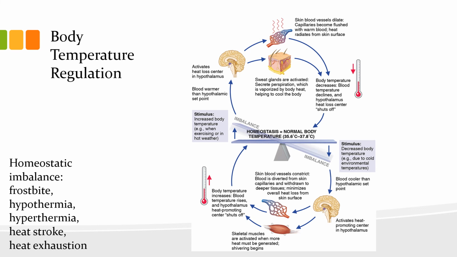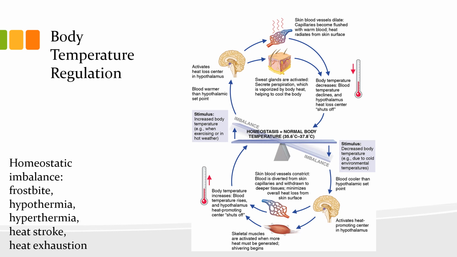And the opposite way down, decreased body temperature due to cold environmental temperatures, body cooler than the hypothalamic set point, which activates heat promoting centers in the hypothalamus, including skin blood vessel constriction. So blood is diverted from skin capillaries and withdrawn to deeper tissues, minimizing that overall heat loss. Skeletal muscles are activated when more heat must be generated, and things like shivering begin. As body temperature increases back up to our homeostatic set point, the hypothalamus shuts off those heat promoting mechanisms.